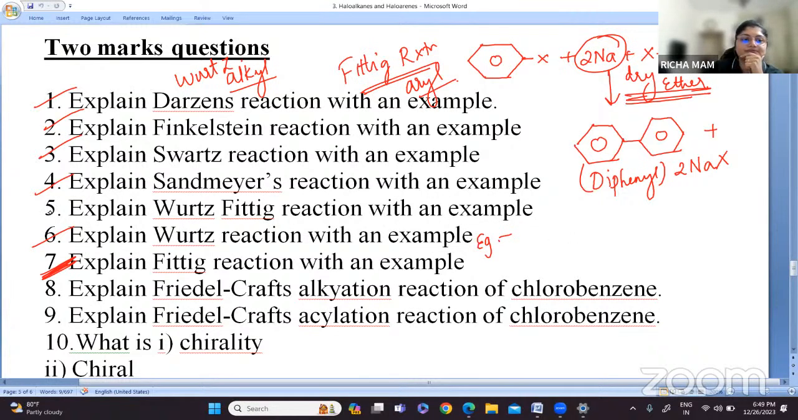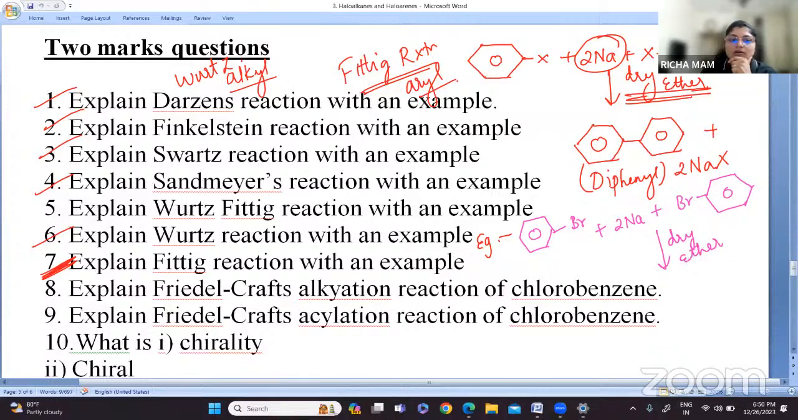So I'll give you an example. What will be the example here? I'll take bromobenzene plus 2Na in the presence of dry ether. What will be the answer? It will be diphenyl plus 2NaBr. Right? Is it right? Yes. So this is our Fittig reaction.